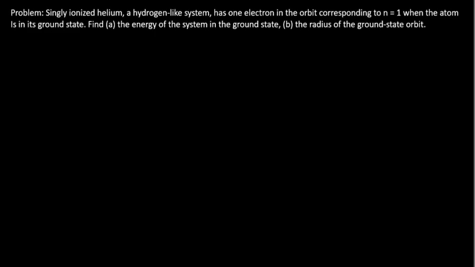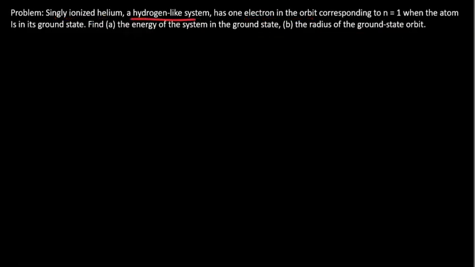Problem 2. Singly ionized helium, a hydrogen-like system, has one electron in the orbit corresponding to n equals 1 when the atom is in its ground state. Find the energy of the system at the ground state and also the radius of that ground state orbit.